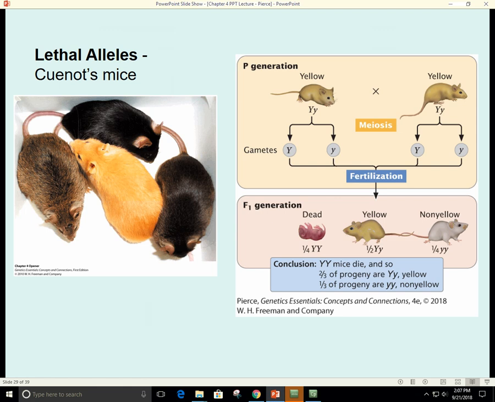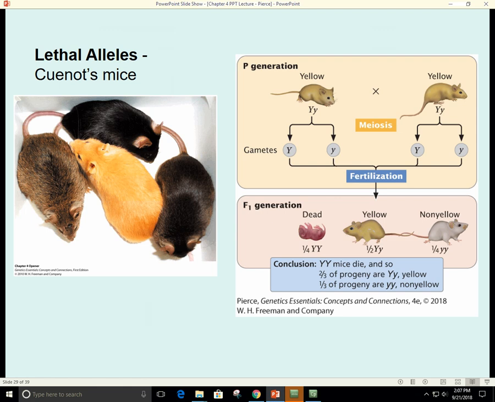Lethal alleles. Lethal alleles, that's just a general term that could be applied to any situation where a homozygous situation results in death. I know your book's going to define it as any allele that leads to death, but that's not how that terminology is used in genetics. We say when a homozygous individual is dead, then that's a lethal allele. Lethal when homozygous.